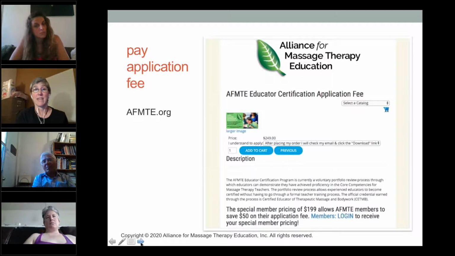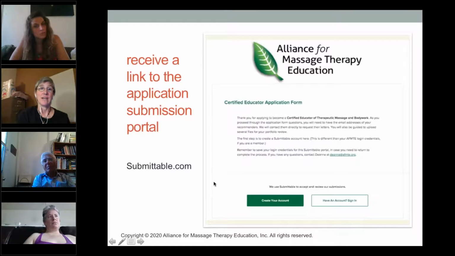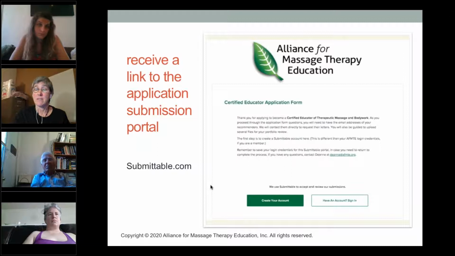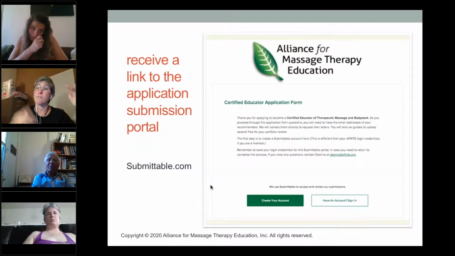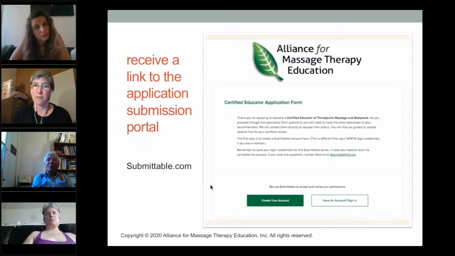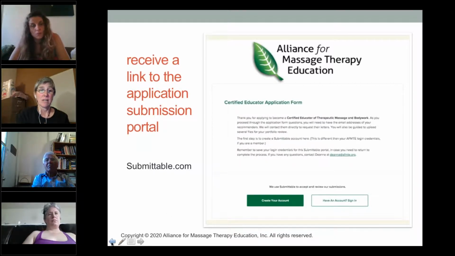Once you pay the fee, then you get a little link to the super secret special application submission portal. And we use a particular application called submittable.com. It's just a type of application that is used to receiving applications that have multiple aspects to them, like a portfolio, for example. And so we chose to use this service to collect that.